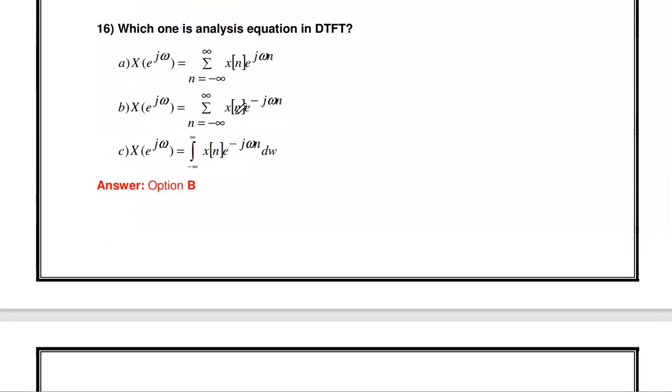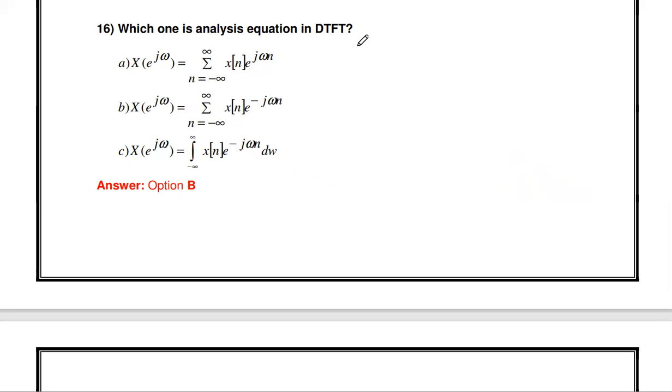Then the next topic we are going to see is DTFT. DTFT means discrete time Fourier transform. Similar to the Z transform, the DTFT is also used to analyze discrete time signals. Which one is the analysis equation in DTFT? The analysis equation is the formula to convert the time domain signal x of n into the frequency domain.